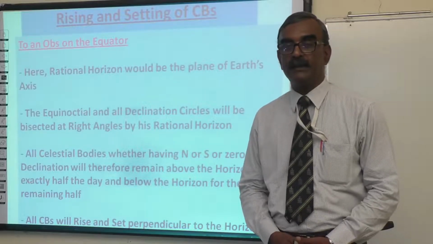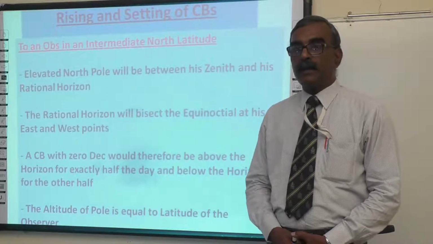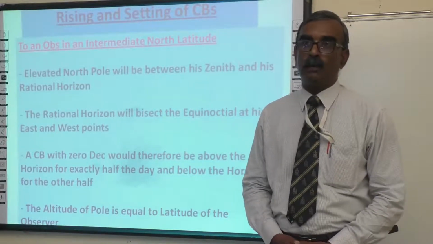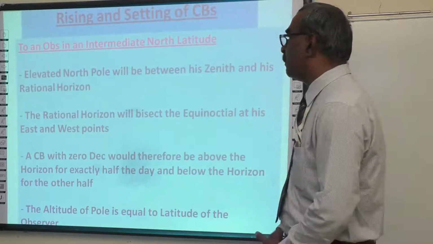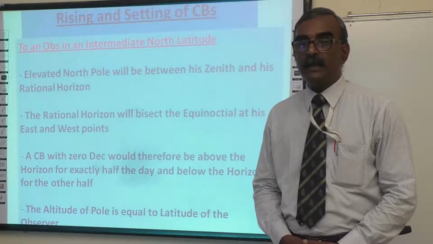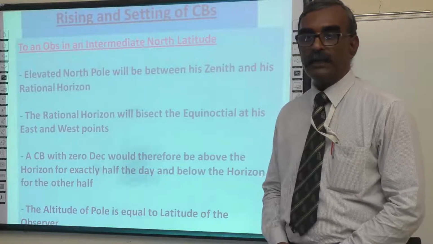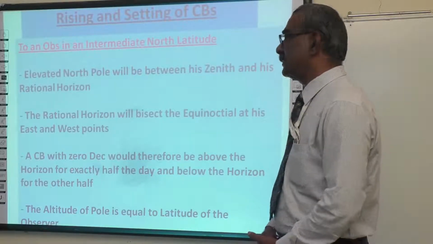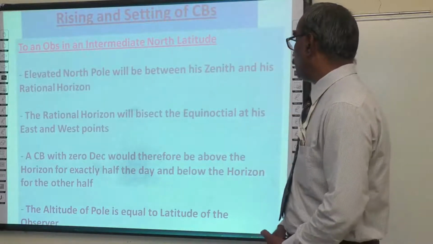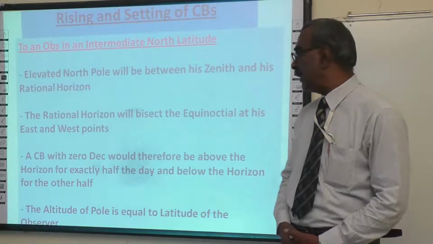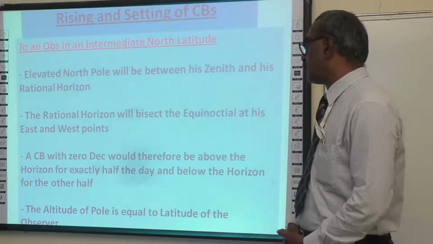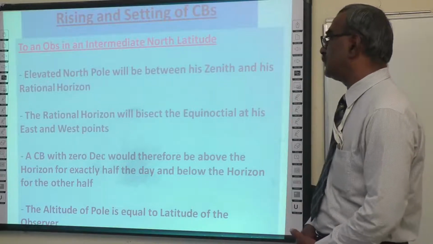You would experience this. Now let us take an observer in the north latitude. He is neither on the equator nor at the pole, but between the pole and the equator, in the northern hemisphere. The rational horizon will bisect the equinoctial at its east and west points. A celestial body with a zero declination would therefore be above the horizon for exactly half the day and below the horizon for the other half. The altitude of the pole is equal to the latitude of the observer.